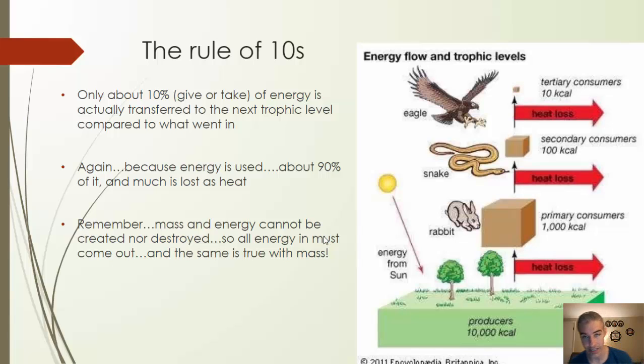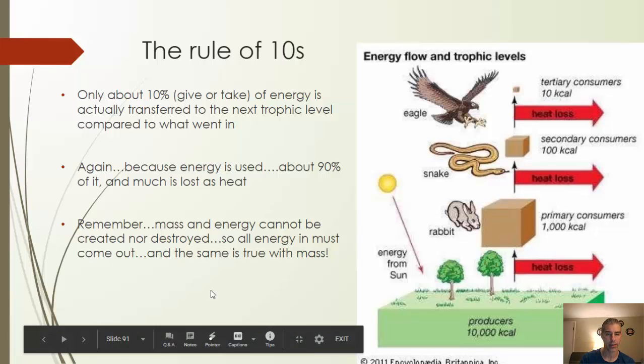On the AP, they can ask mathematical questions related to this. What if we started with 14,000 kilocalories of energy? Then what's the next level going to have? Well, about 1,400, because we drop it by about 90%. What's the next level going to have? About 140. How about the level after that? Probably 14. Here you can see the simplified version with 10,000, 1,000, 100, 10, but they can give you any value, and you have to calculate that. Just always know that you drop 90% every single time, at least give or take.